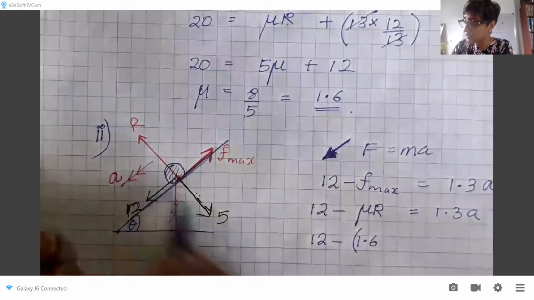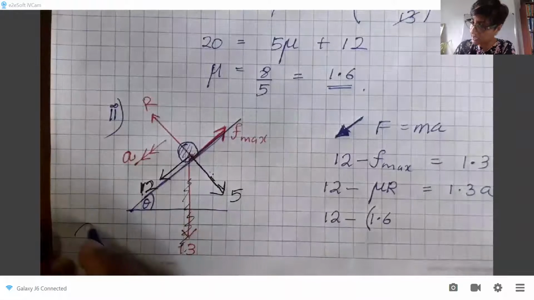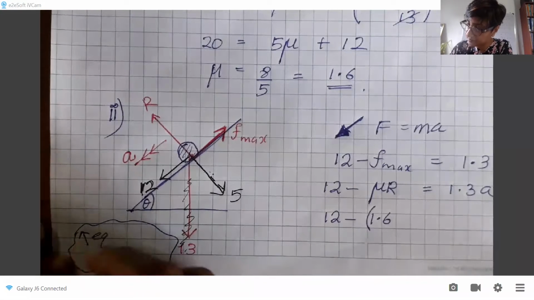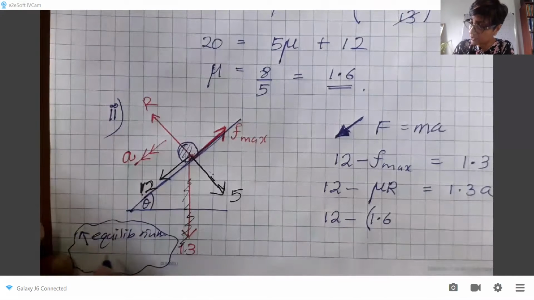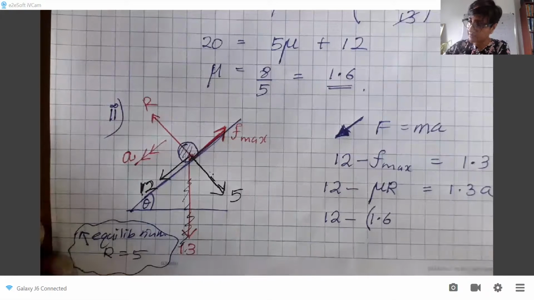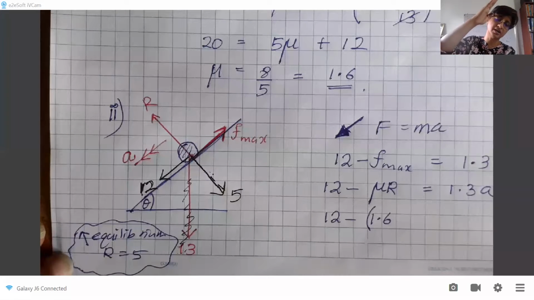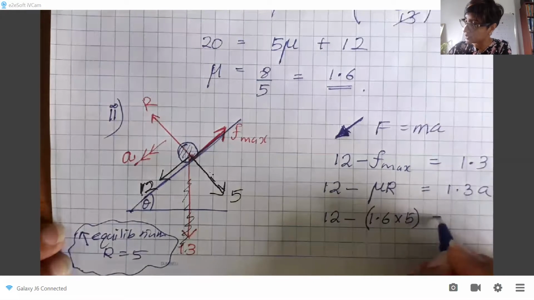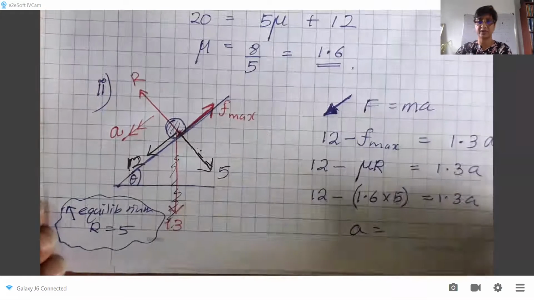And what is R? In a little bubble here, if I do vertical equilibrium, I have already done it before, but it's better to do it here again. Consider vertical equilibrium: the upward force R is equal to the downward force 5. So R is equal to 5. So 1.6 times 5 equals 1.3a. You solve this to find a and tell me what you get for a.